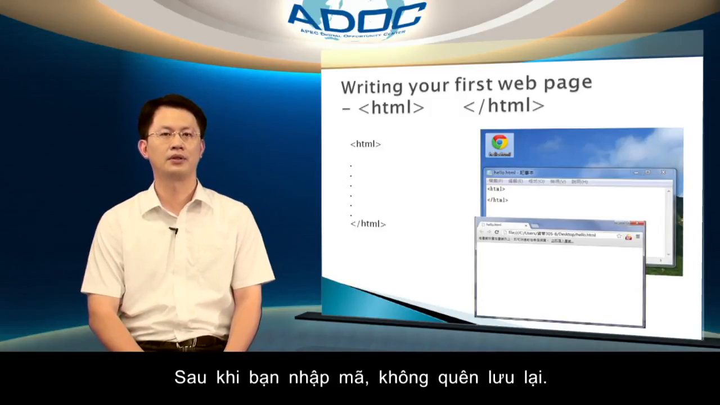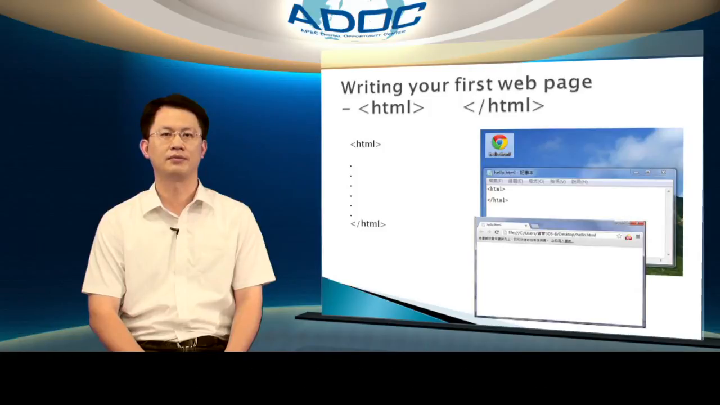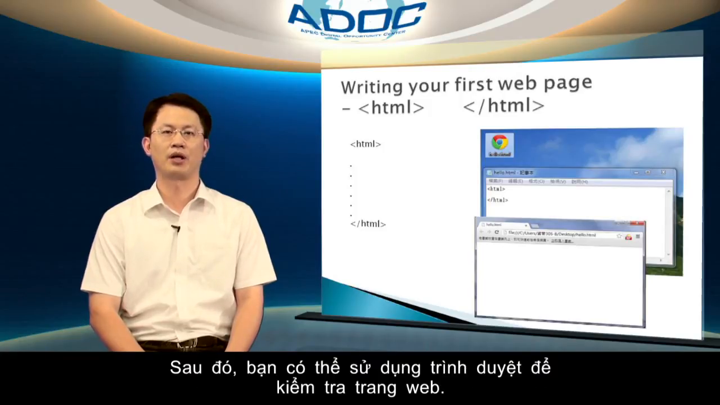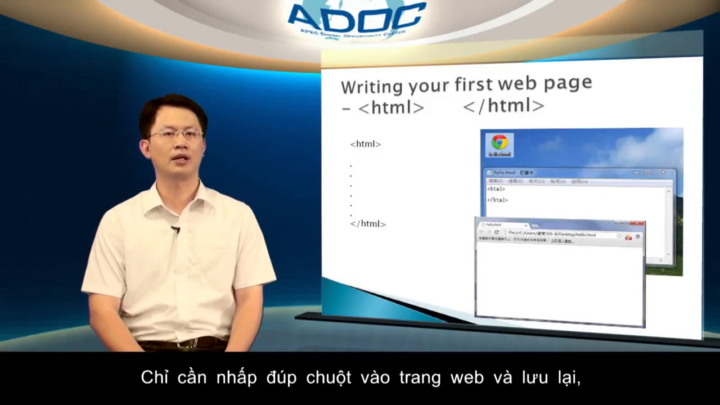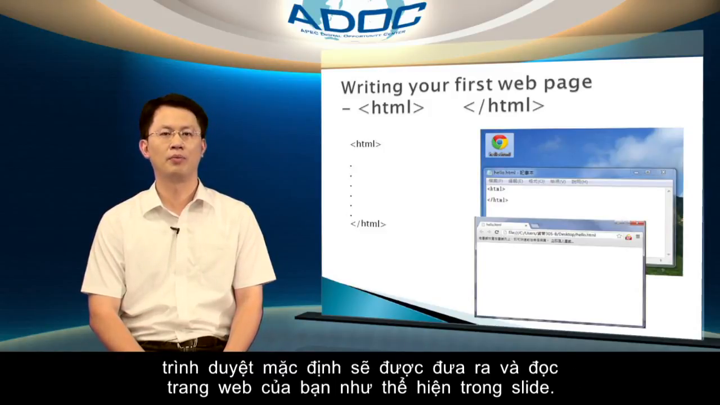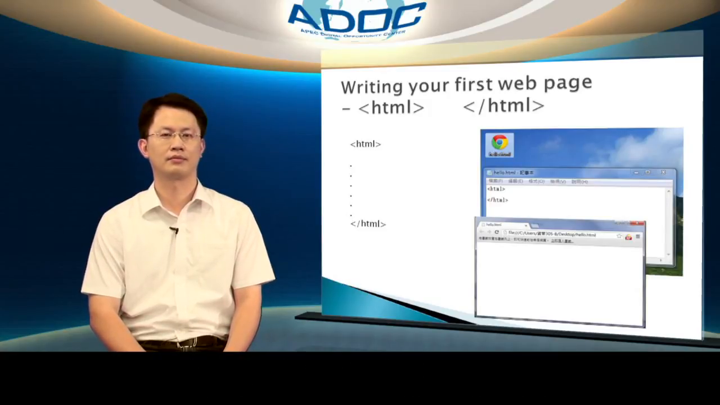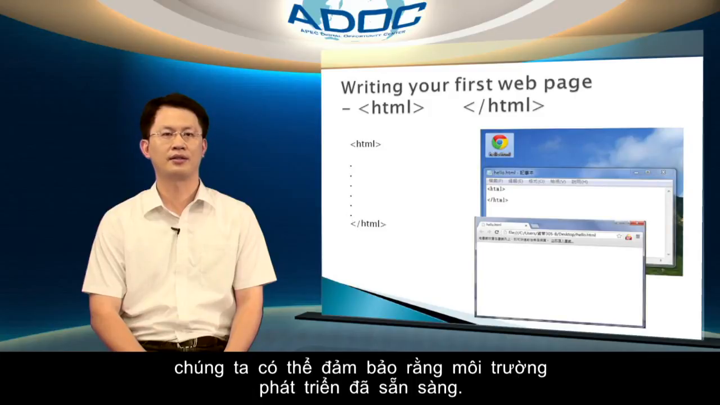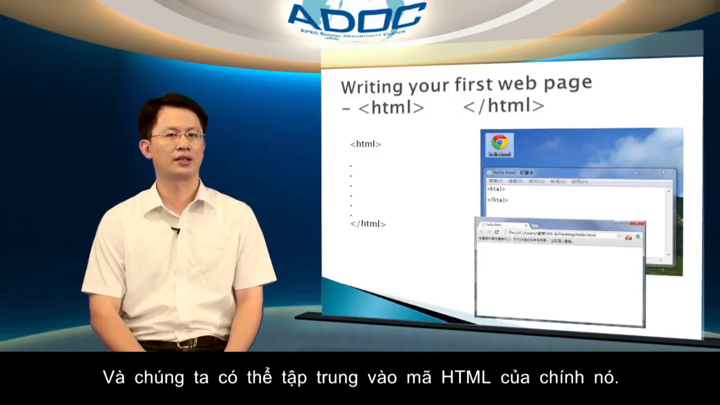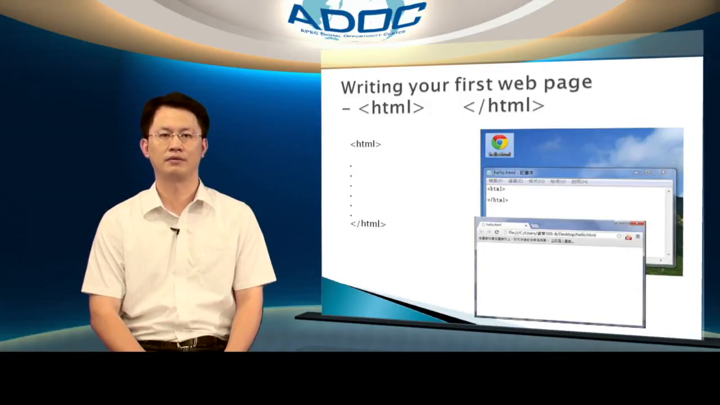After you enter the code, don't forget to save it. Then you can use a browser to check the web page. Just double-click the web page you just saved. The default browser will be launched and read your web page as shown in the slides. Although there is nothing on your web page now, we can ensure that the developing environment is ready, and we can focus on the HTML code itself.